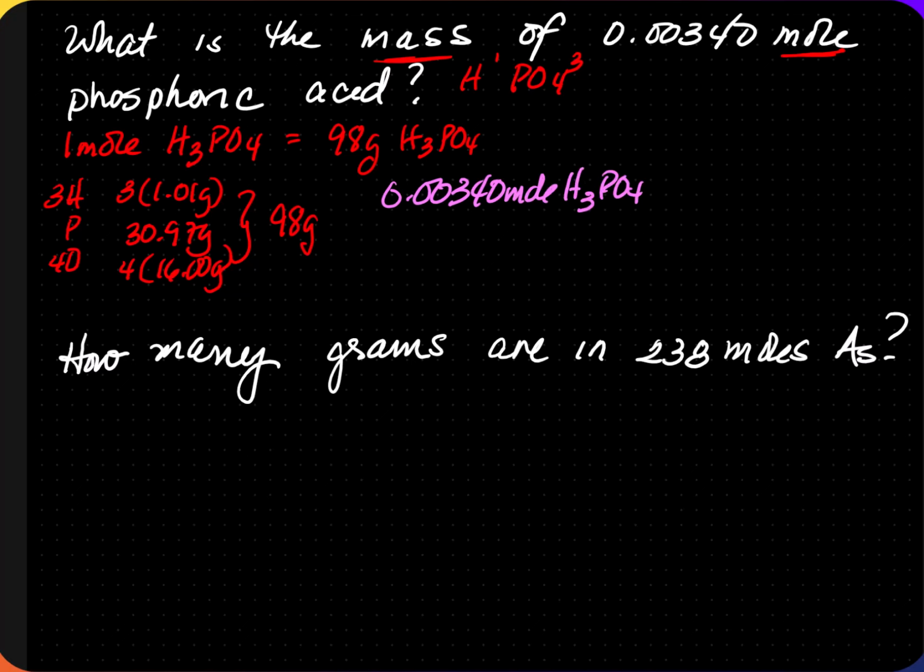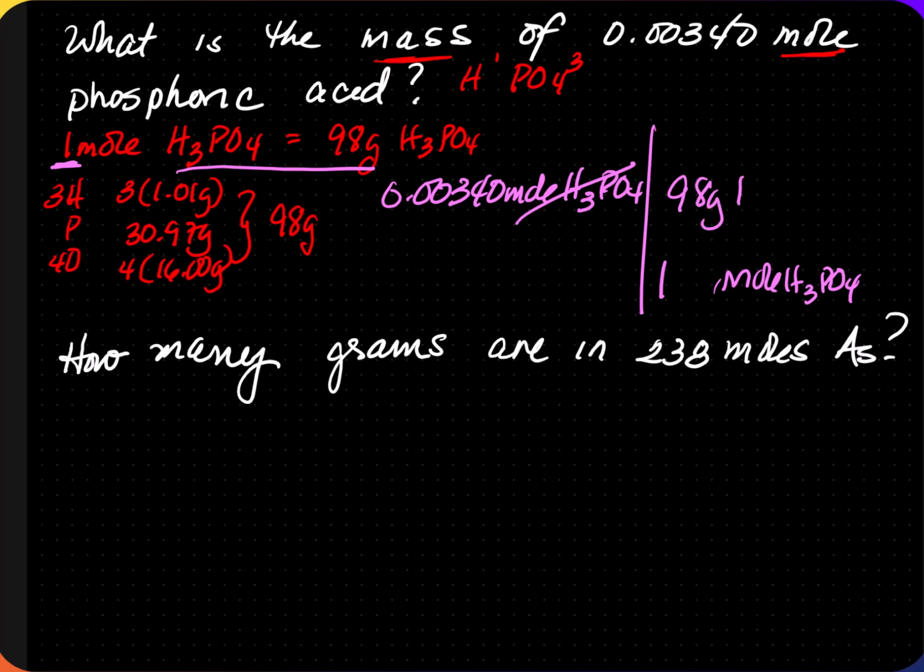And again, diagonals must cancel out, so moles of phosphoric acid. The number in front of moles is 1, so we put 1 here. This is a conversion factor. It is equal to 98 grams of phosphoric acid. So we're going to multiply 0.0034 moles times 98 divided by 1.